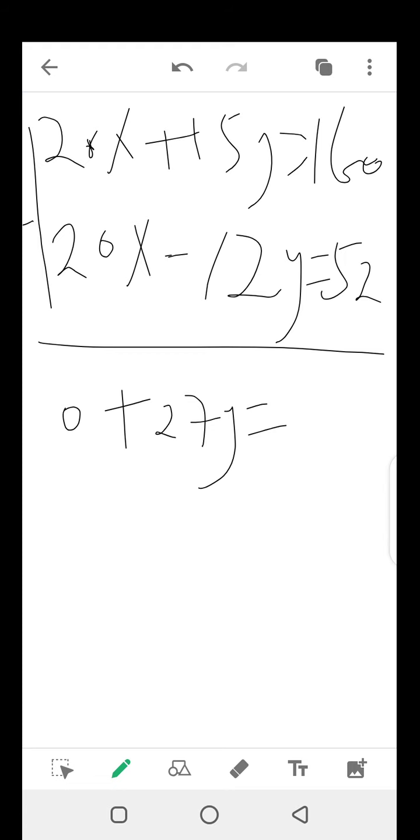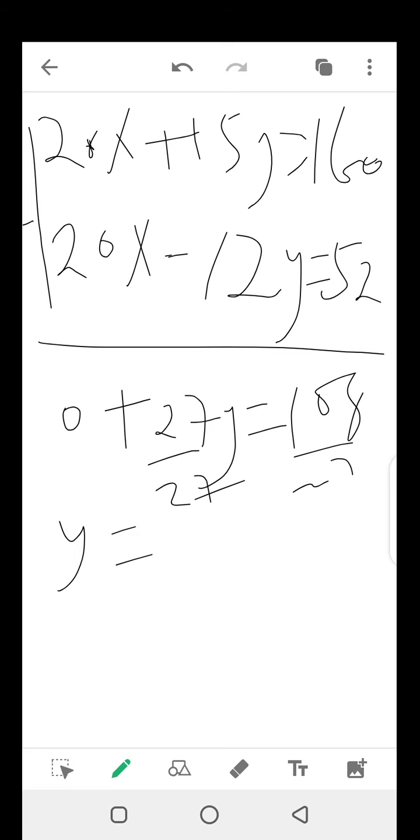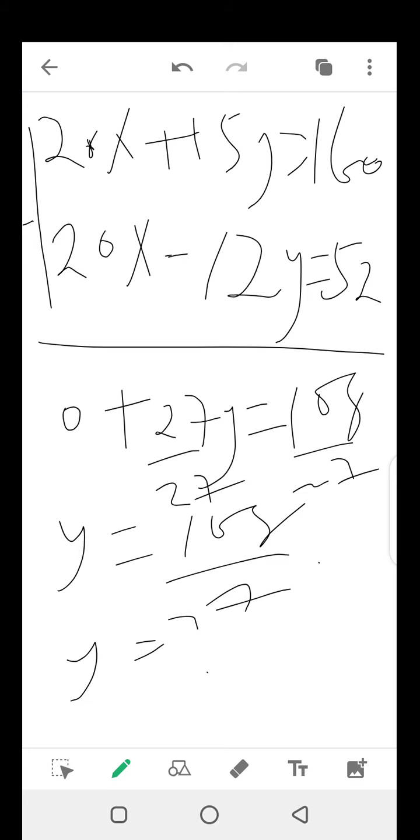When you subtract, you get 108. So you have 27y equals 108. If you divide by 27, you have the value of y. Then after getting the value of y, you substitute in one of the original equations, and find the value of x. You should find the same values.